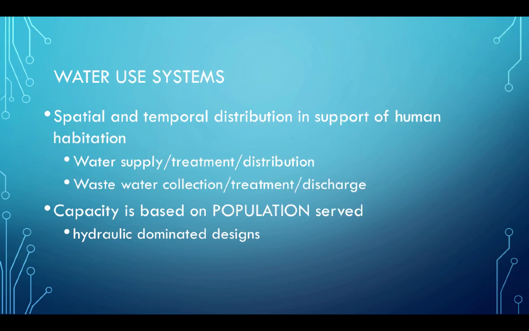In contrast, a water use system is to provide for spatial and temporal distribution and support of habitation. So water supply, treatment, distribution, wastewater collection, treatment, and discharge. These are all use systems. It's for the use of water. The capacity, or how big these systems are built, is based on the population served. These are very hydraulically dominated designs. So we estimate population, we multiply how many people times the water units per person. That gives us a total amount of water units we have to deal with, and then hydraulics is applied to complete the design.